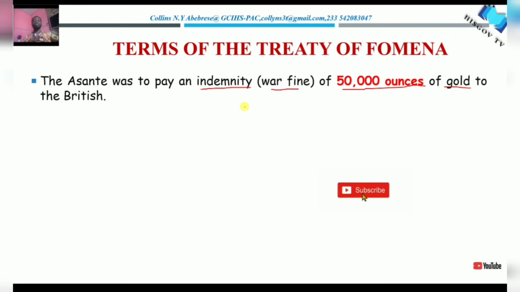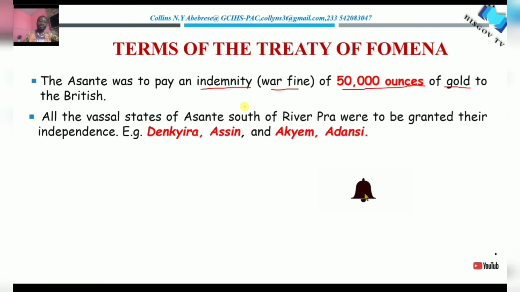So Asante was meant to pay 50,000 ounces of gold to the British for the cost of the war, and this was a huge amount of money, a huge amount of gold, that the Asantis may not or could not pay. Now again, one term of the treaty was that all the vassal states of Asante, south of the Pra, were to be granted their independence.